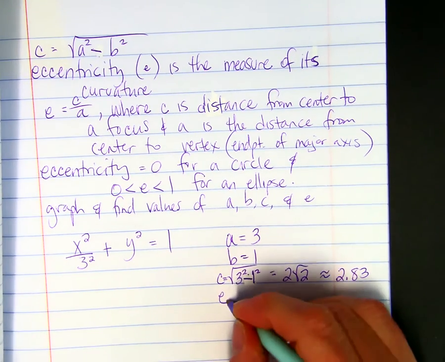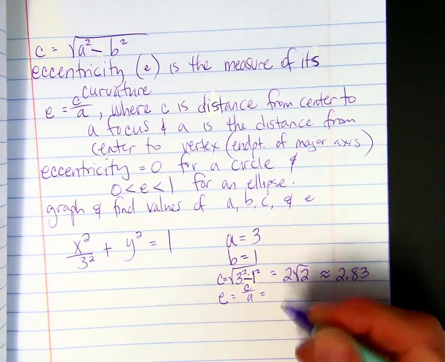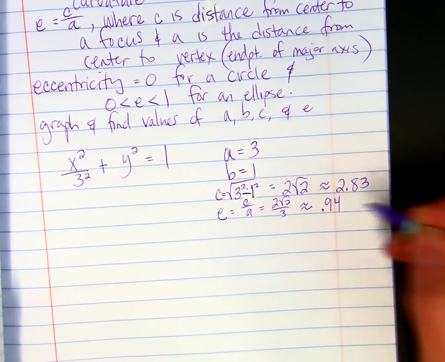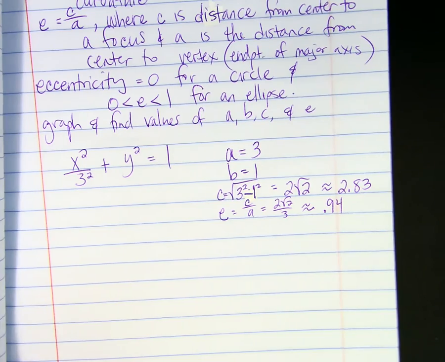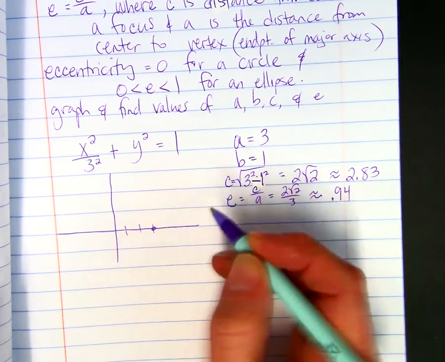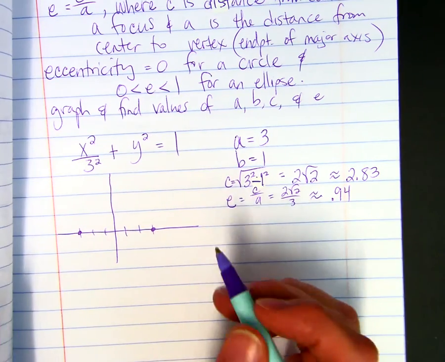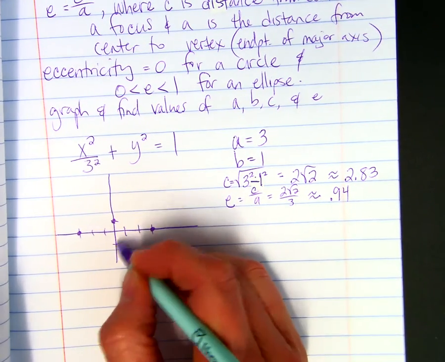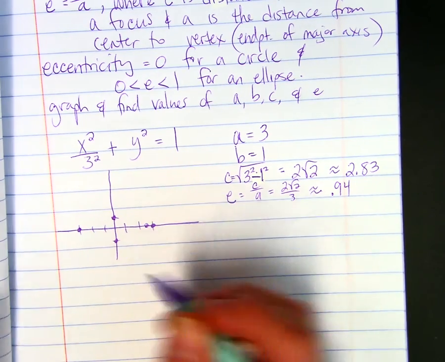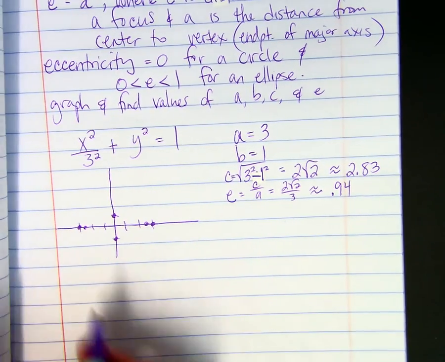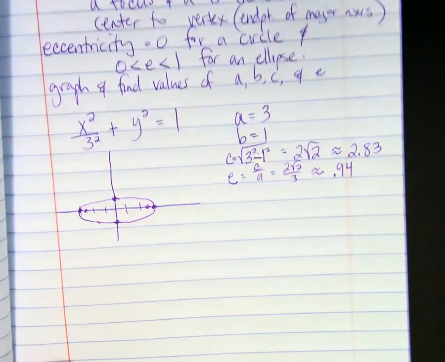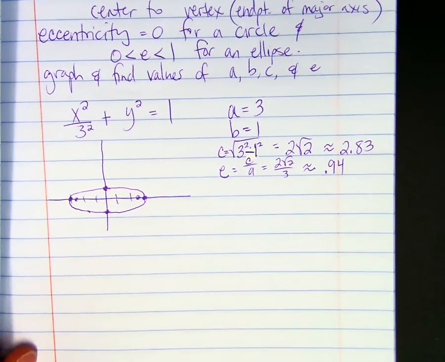That's our c. e is c over a, which is 2 root 2 over 3, which is approximately 0.94. So it's pretty squishy. And we're going to graph it. So our major axis is along the x-axis. b is 1, so we come up 1 and down 1. c is 2.83, so really close to the vertex. The eccentricity is 0.94, which basically just says it's pretty oblongy or whatever that word is. Oh, that looks beautiful. That is an ellipse.